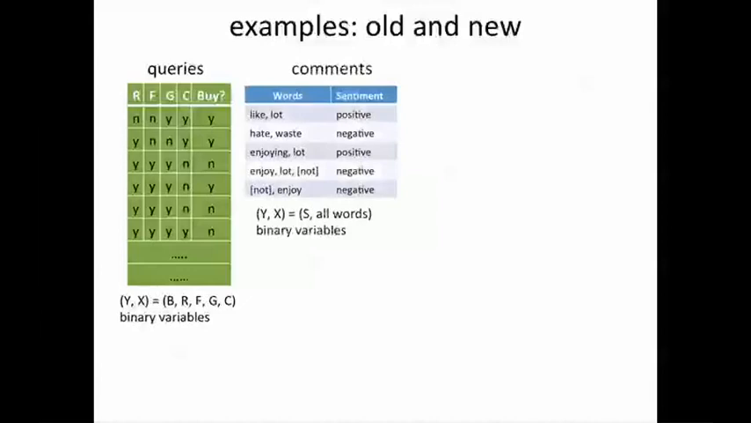Similarly, we had machine learning of positive or negative comments. In this case, the sentiment was the y. The set of all words formed our x, which is an extremely high-dimensional space. A word could either be present or absent in a comment, and all of these were still binary variables. We'll turn to another example now.